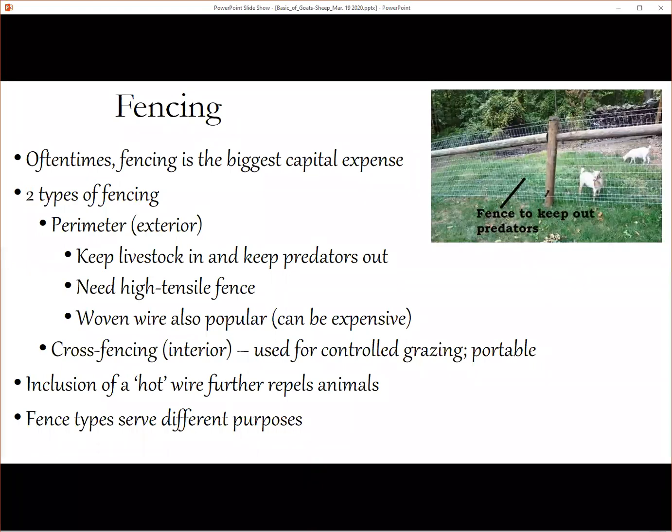And I think you're going to be told later that the biggest expense in raising these small ruminants, and any animal for that matter, is the feed. So if you can save yourself money buying hay and other types of feed, then it will be more profitable.